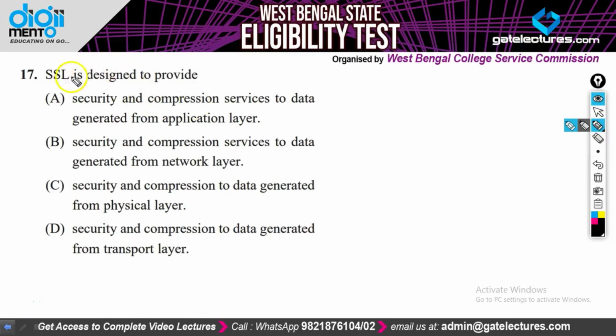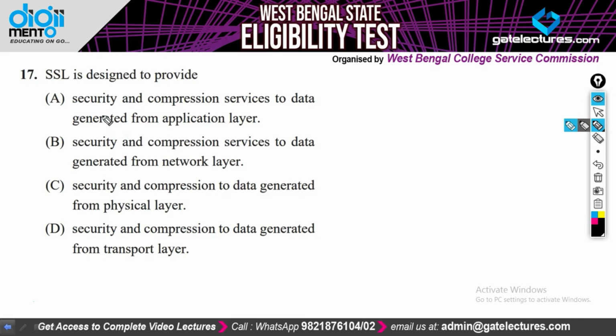So we have our question as: SSL is designed to provide security and compression services to data generated from application layer, or security and compression services to the data generated from the network layer, or security and compression to data generated from physical layer, or the security and compression to data generated from the transport layer. Now first, what is SSL? SSL is Secure Socket Layer Protocol. It is a computer networking protocol for securing connections between network application client and servers over an insecure network like internet. Okay, internet is considered as insecure medium.